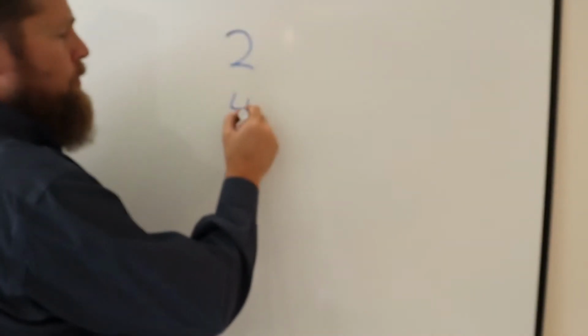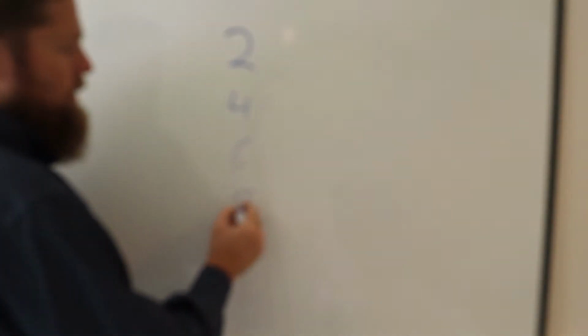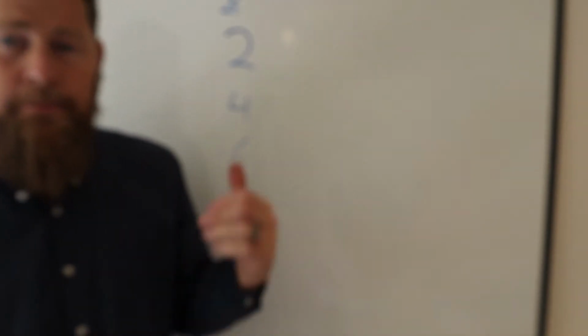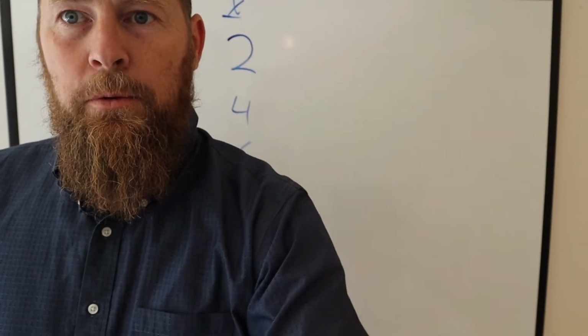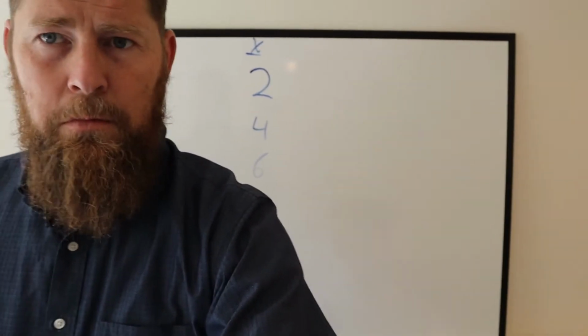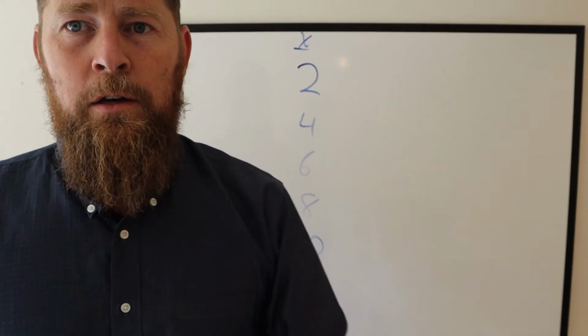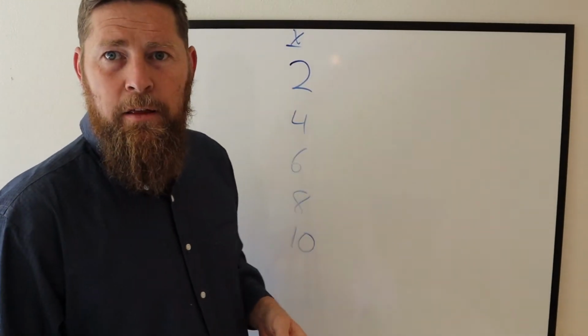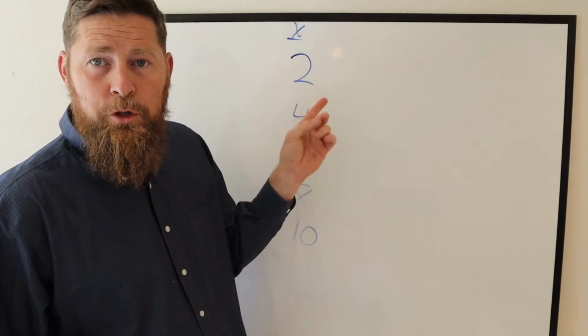2, 4, 6, 8, 10. This is whatever we're measuring. Okay. 2, 4, 6, 8, 10. Oh, I'm all blurry for some reason. There we go. I don't know what happened there. I'm not a cameraman. I just teach math at a community college. So 2, 4, 6, 8, 10.